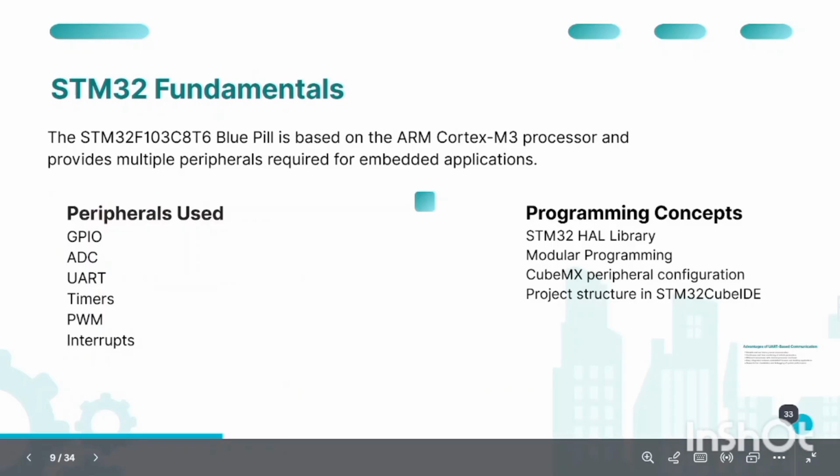STM32 fundamentals and peripherals used. The Blue Pill microcontroller utilizes on-chip peripherals to connect software loops to hardware signals. We mapped GPIO for digital triggers, ADC for pedal voltage sampling, a UART link for external communication, and hardware timers to handle event scheduling and PWM execution.